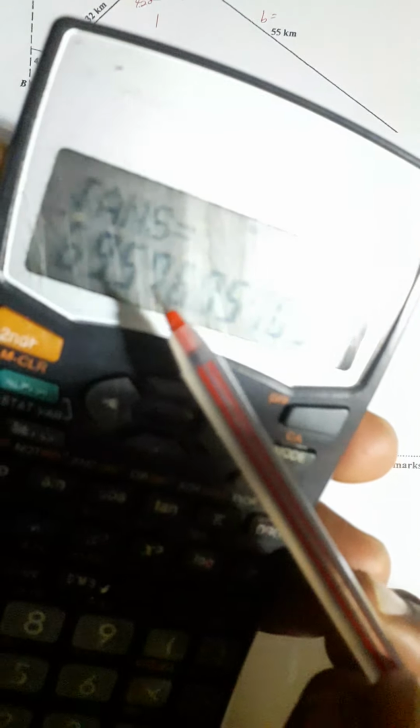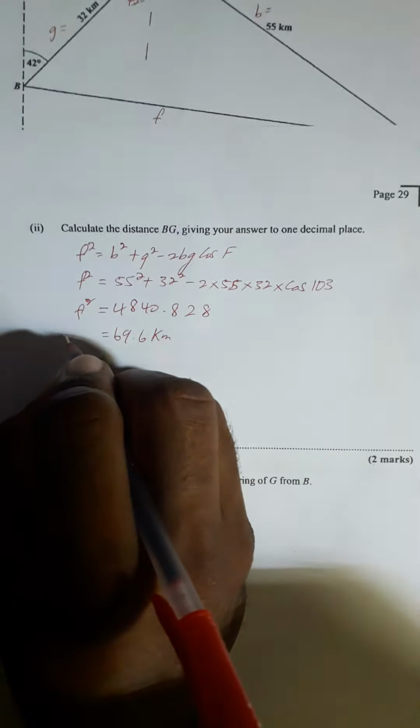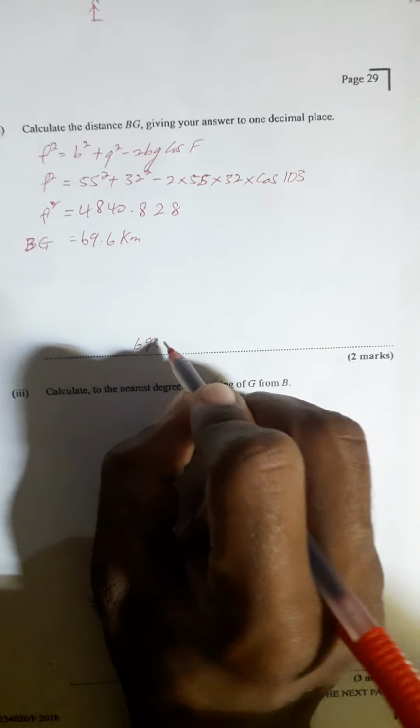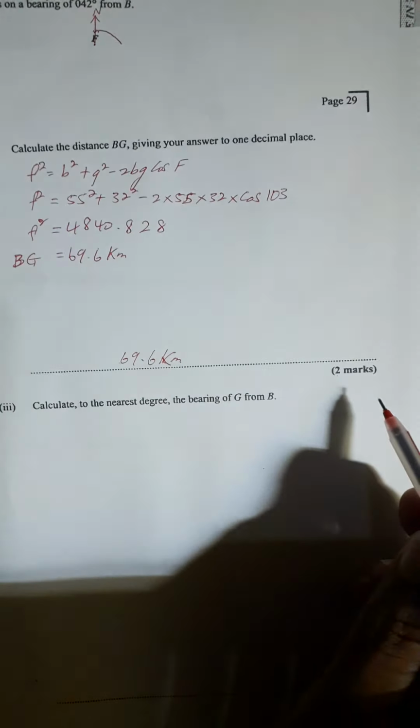What do I have? 69 point. The question asks us to write the answer to 1 decimal place, right? So writing this to 1 decimal place will be 69.6. 69.6 km. So I can write BG. We know that F is actually BG, so I just write BG equals to that. I leave a line for the answer. Let me just write the answer here, 69.6 km. And by doing that, you have 2 easy marks.